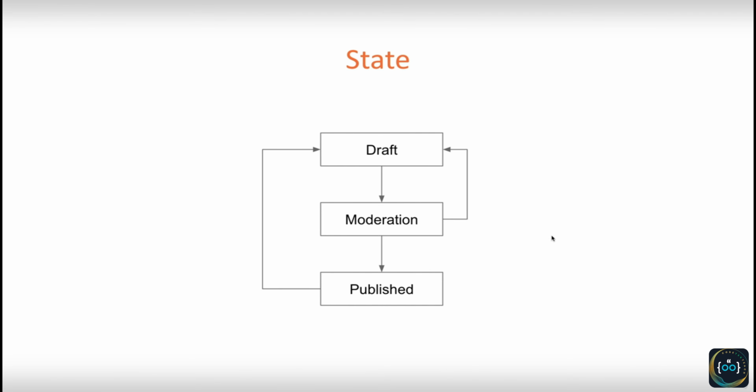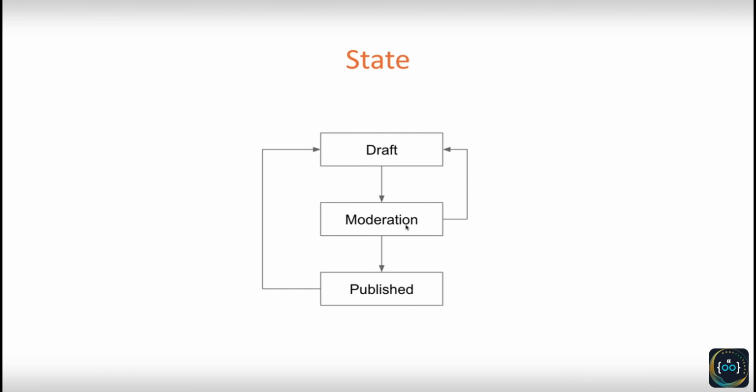So we have this example here of, let's say, an article on a blog post or on a news site, and it can go through, let's say, three steps or three states. The first one is going to be draft, where the author just creates the article. Then it moves into moderation, where someone else would come in and check the article to make sure it's fit for production. And then it will get published, right?